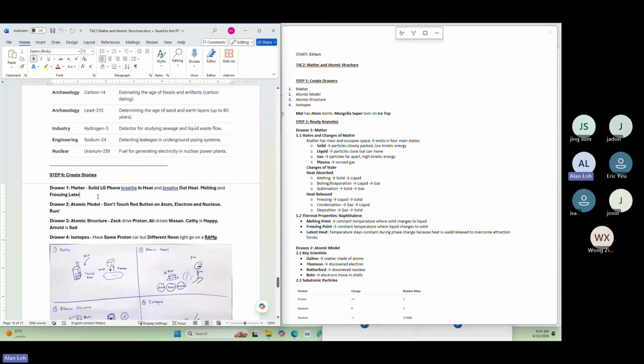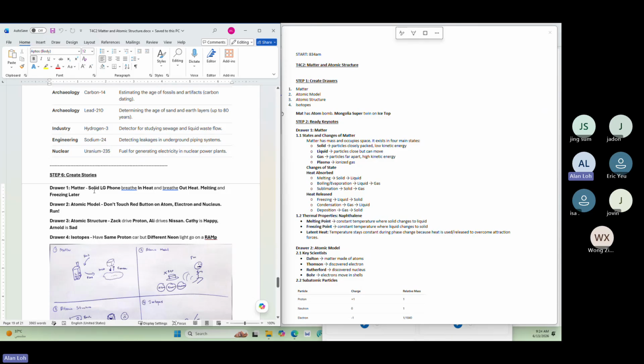That means I convert it into a silly story, and then hopefully it will help me to form a long-term memory. Let's see. Solid LG phone. There are different types of phones. You have Nokia phones, you have iPhones, you have Samsung phone. There's one brand called LG from Korea, right? Solid LG phone, breathe in heat and breathe out heat, right? Then melting and freezing later.